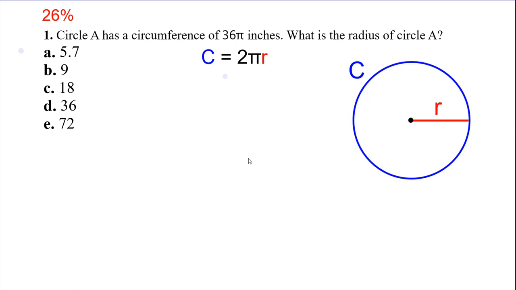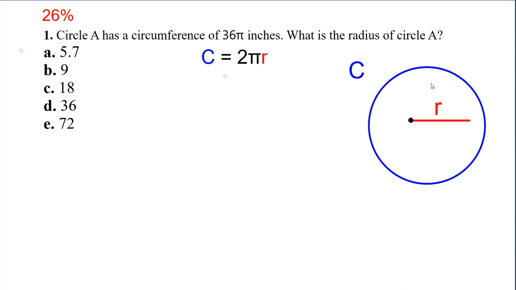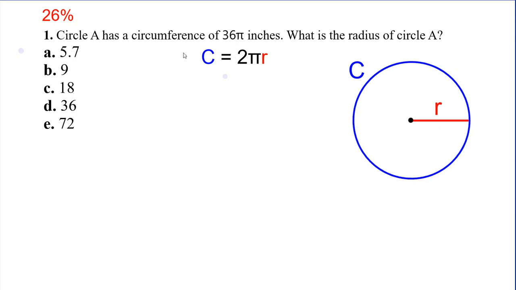So number one, circle A has a circumference of 36 pi inches. What's the radius of circle A? So our formula for the circumference is 2 pi times the radius. They give us the circumference, which is 36 pi, and we want to know what the radius is. Well, how do we relate the circumference to radius? Well, it's 2 pi times the radius.